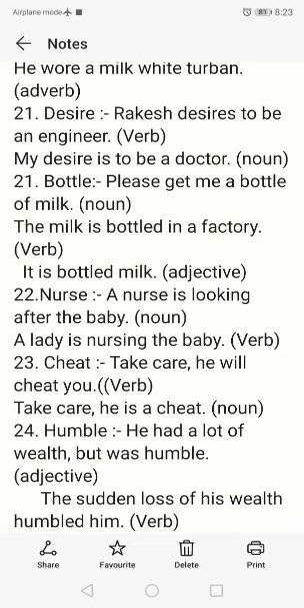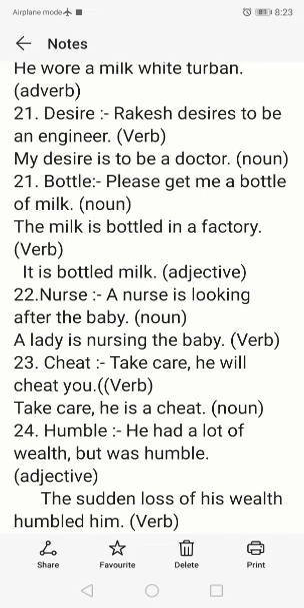Bottled means milk is kept in a factory. So here, bottled is used as a verb. In the same way, bottled also can be used as an adjective. It is bottled milk. Milk, again, is a noun. So in bottled milk, bottled is used as an adjective.